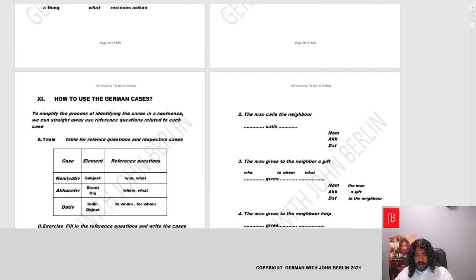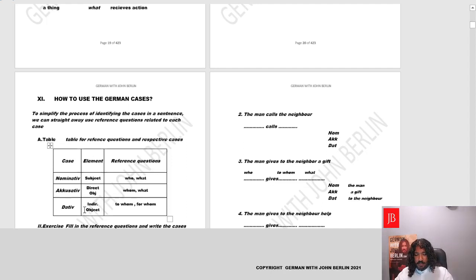The case is nominative. It's the element which is the subject, like we talked about. The hero of the action, the hero of the sentence doing the action, and the reference questions are who or what, a person who does the action, or a thing what receives the action. We have accusative, the element of direct object, a person to whom the action happens, or a thing what receives the action.